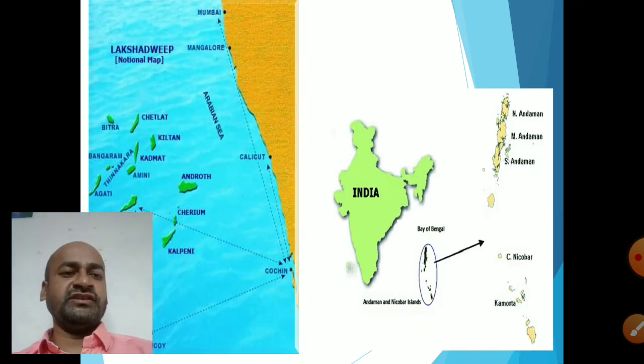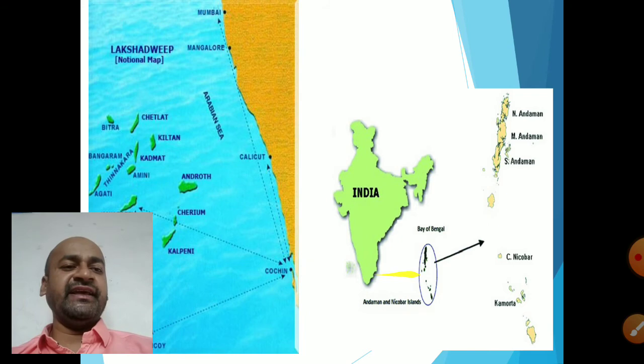Just see, students, on this particular map. This is the particular location of the Andaman and Nicobar Islands, and these islands are divided by the Ten Degree Channel, meaning the 10-degree latitude line. The northern portion is known as the Andaman, and the southern portion of the islands is known as the Nicobar Islands.